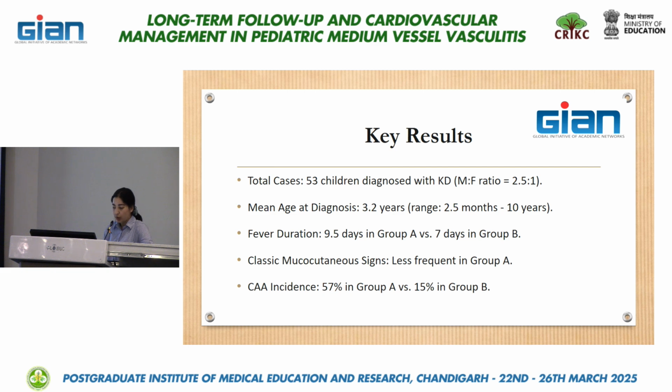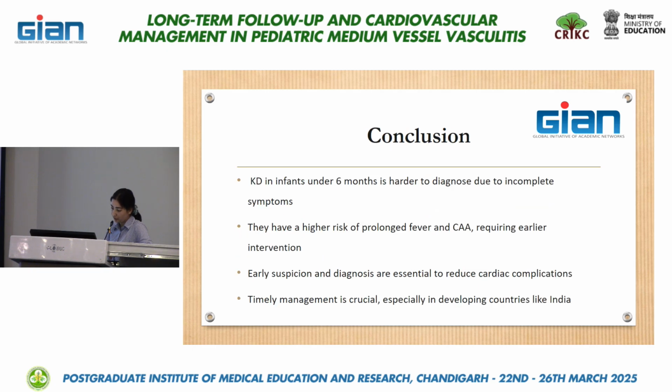Mean age at diagnosis was 3.2 years, and the fever duration was 9.5 days in Group A and 7 days in Group B. The classic mucocutaneous signs were less frequent in Group A. The CA incidence was 57% in Group A versus 15% in Group B.